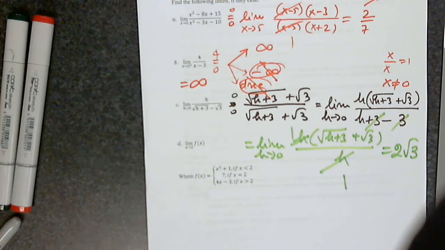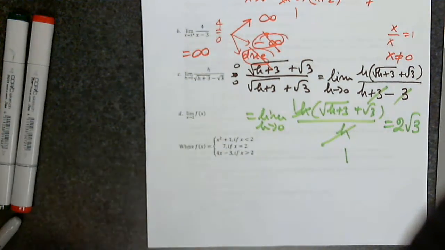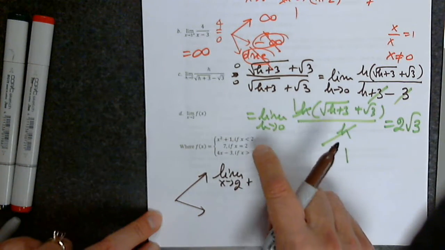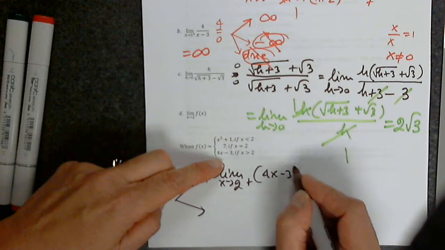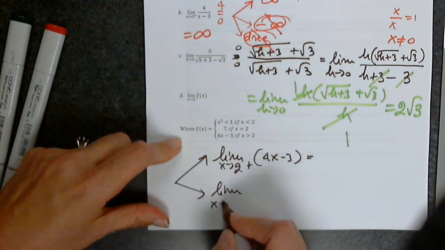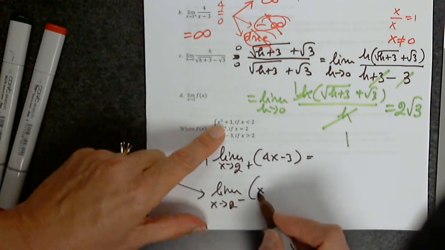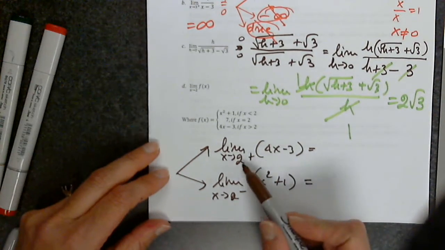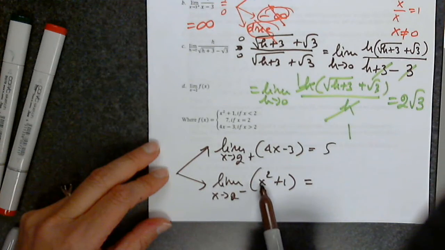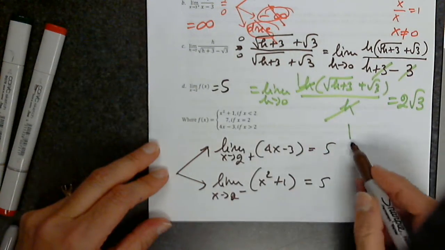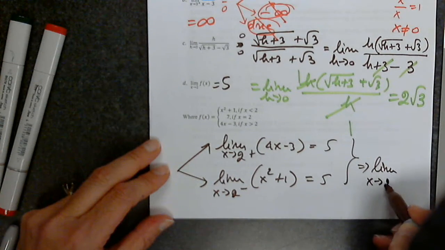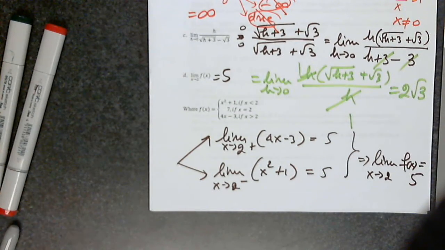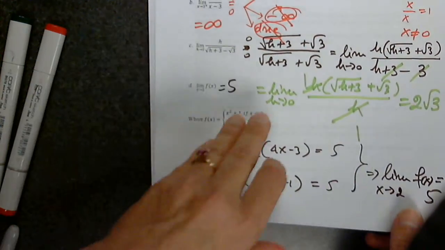On the last one, I'm asked to find the limit from either side of f of x. Okay, which means I have to find 2 limits. I have to find the limit as x approaches 2 from the right, from this function. And I have to determine the limit as x approaches 2 from the left, from this function. Both linear functions, plug it in, it's done. 8 minus 3 is 5. 4 plus 1 is 5. The answer must be 5. So the limit from either side of the function f of x is 5. Any questions? Okay, very good.